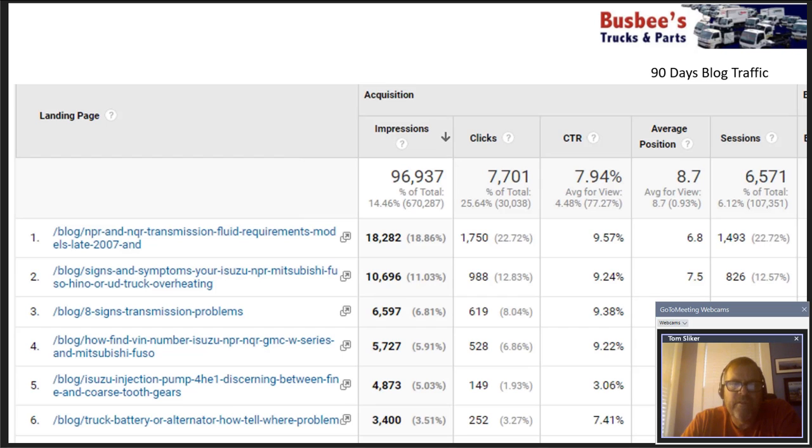Another way to look at this is, look at the total here, 8,000 clicks almost. If you take 8,000 clicks, our average cost per click for paid traffic is about 60 cents. So you could take 8,000 times 60 cents, and you're looking at probably close to $5,000 over 90 days that we've generated in free traffic to the website.